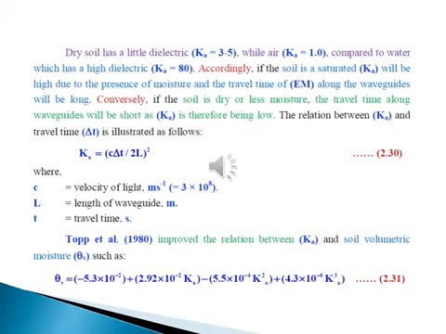Dry soil has a dielectric constant from 3 up to 5, while air has a dielectric constant of 1, compared to water, which has 80. Accordingly, the travel time along the waveguides will be high at high soil moisture and low at low soil moisture. Refer to the enclosed equation.